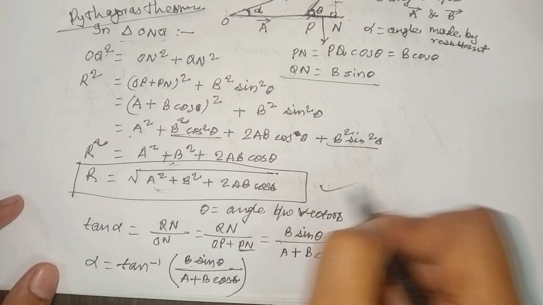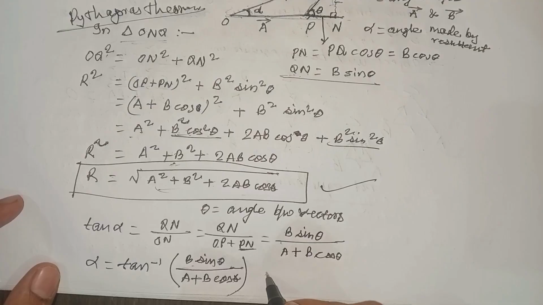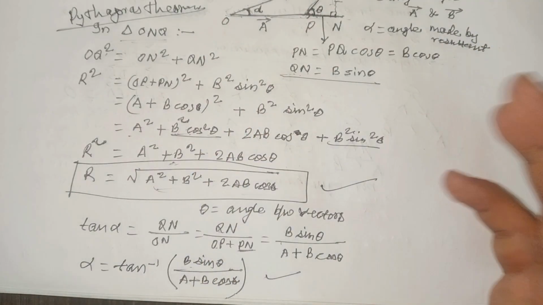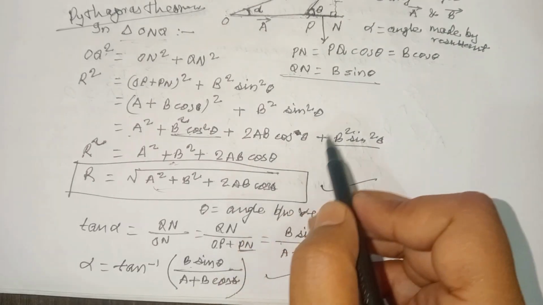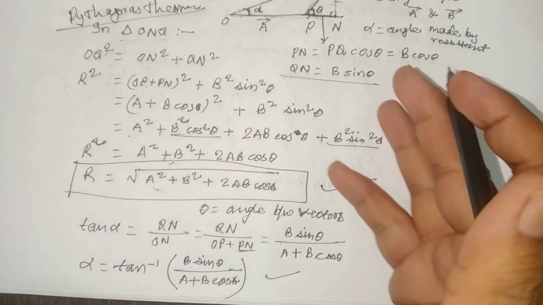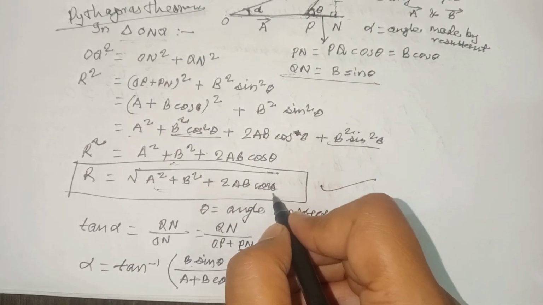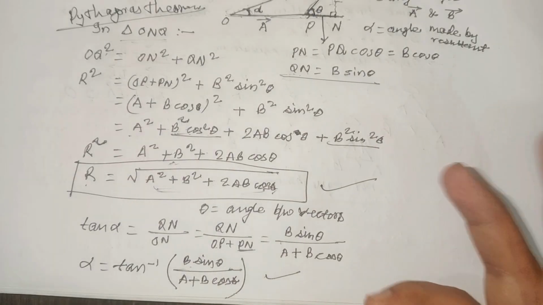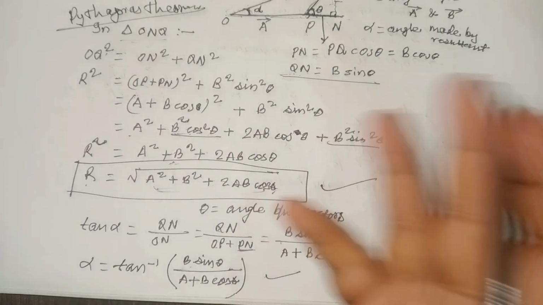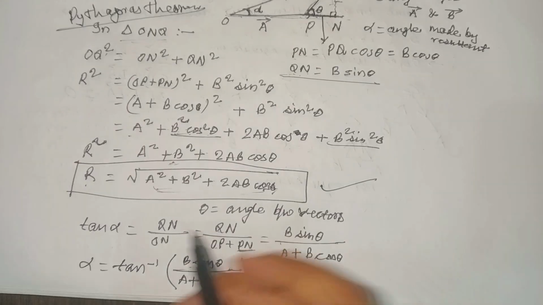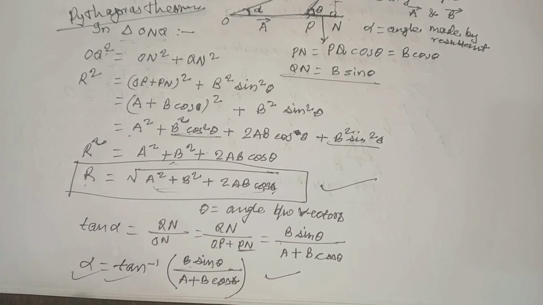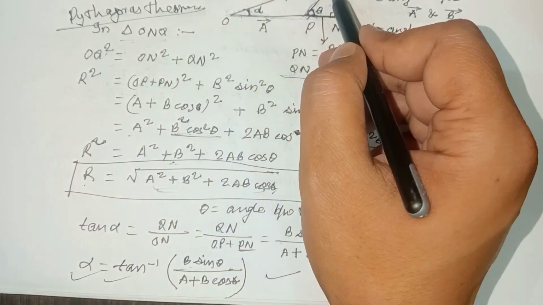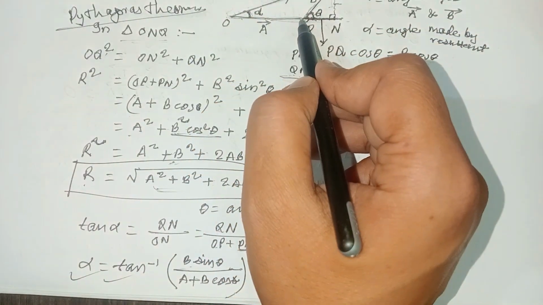So we got the formula for the resultant, and we got the formula for the angle that the resultant makes with the initial vector A. If the question gives two vectors, A and B, and the angle theta between them, then we find the resultant by this formula. And if the question asks for the angle the resultant makes, then we find that angle by this formula. This theta is the angle between the given vectors, and this alpha is the angle made by the resultant with one of the given vectors.